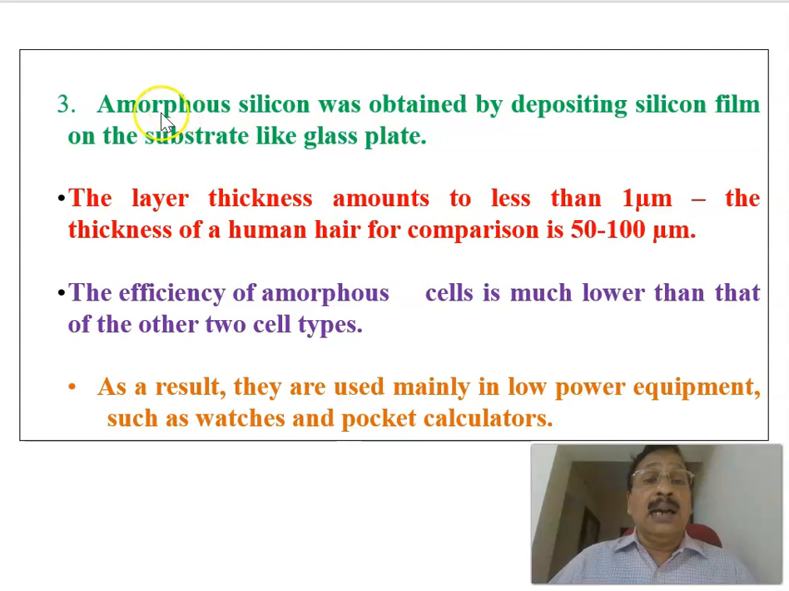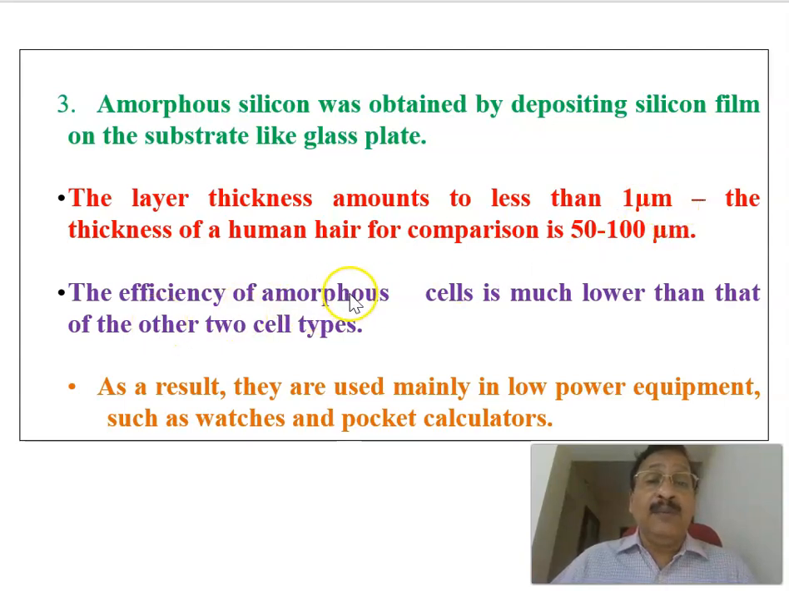The third one is the amorphous silicon solar cell, which is obtained by depositing a silicon film on a substrate like a glass plate. The layer thickness amounts to less than 1 micrometer. For comparison, the thickness of a human hair is around 5 to 100 micrometers. It is less than 1 micrometer.